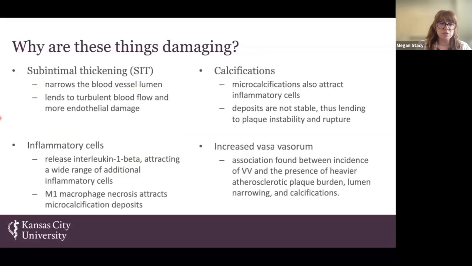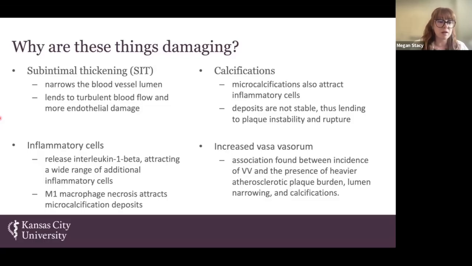So why are these things damaging? Subintimal thickening is damaging because it narrows the blood vessel lumen and contributes to poor blood flow. It also lends to more turbulent blood flow and endothelial damage. Calcifications are damaging because they attract inflammatory cells to the site. And these calcifications are very small and they're not organized. So these deposits are not stable and actually lend to instability of the forming plaque and its likelihood of rupture, and then releasing an embolus in the blood system.